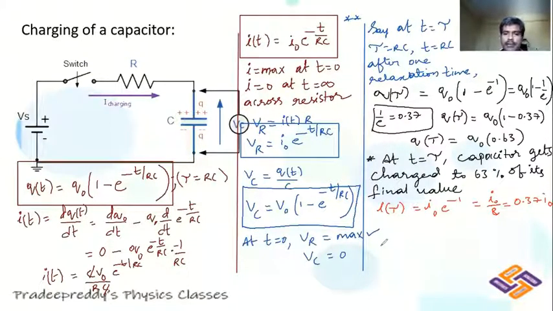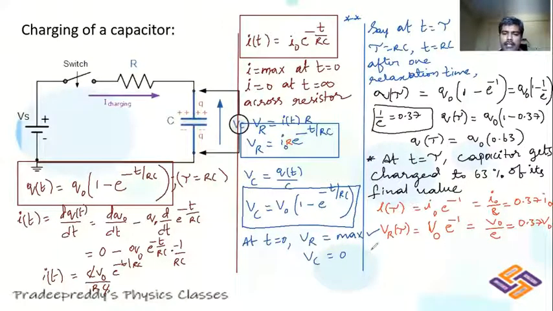Next, V of R, the voltage across the resistor after one relaxation time. What you will do? Simply it is I naught into R. Actually, this I naught into R, you can write as V naught. So simply I will write it as V naught into e power minus 1. This is equal to V naught divided by e. It is 0.37 V naught.